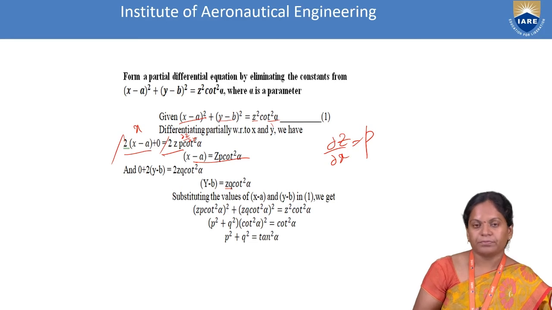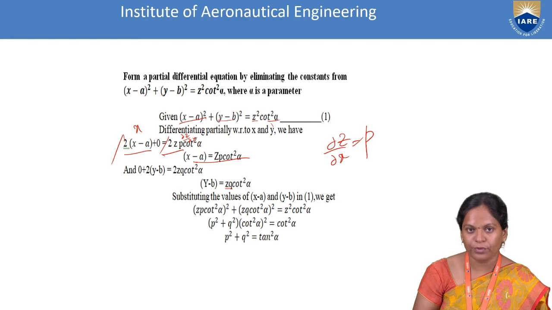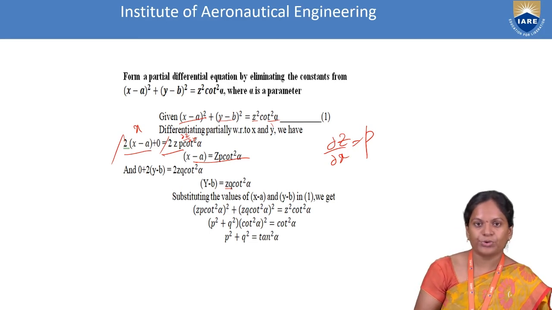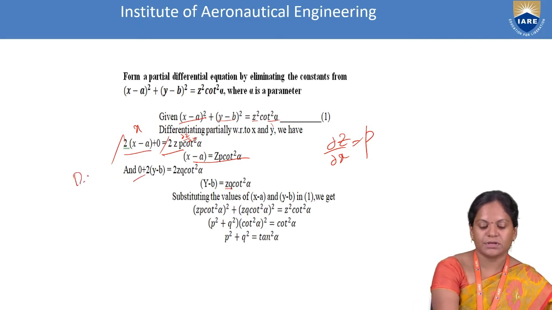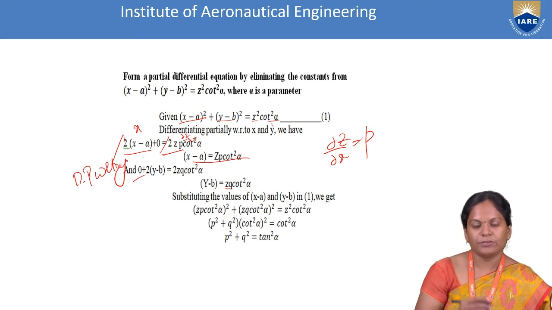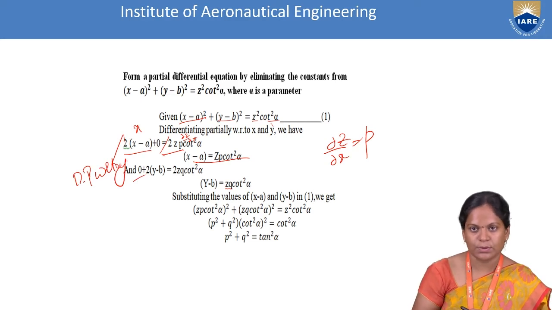Go for the next one, that is differentiate partially with respect to y. If we take differentiation partially with respect to y, treat x as constant. If x is constant, x derivative becomes 0. That's why the first term is 0. We have to take with respect to y, treat x as constant.